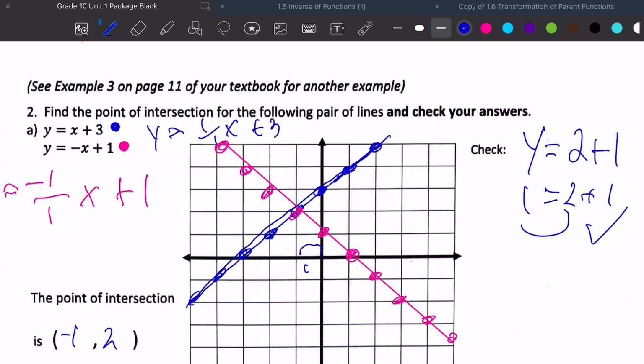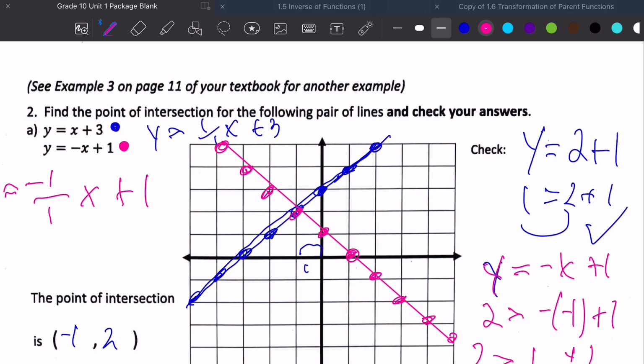If I have a double negative, what's that? Positive, so it's 1 plus 1 equals 2. Okay, so check. Negative and negative equals a positive, so it's actually 1 plus 1, so that's 2 equals 2, so that's correct. Thank you, Jack.